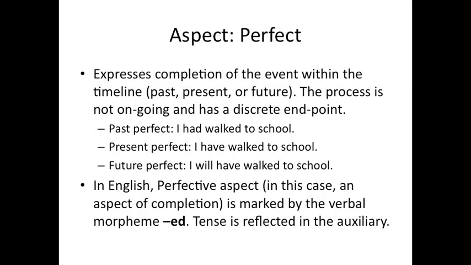Moving on to perfect aspect. Now, this aspect expresses completion of the event within the timeline. So whether it happened in the past, present, or future, it has this notion of completion. The process isn't ongoing, and it has a discrete endpoint. So past perfect, I had walked to school. It has this notion of completion, I had walked. Present perfect, I have walked to school.